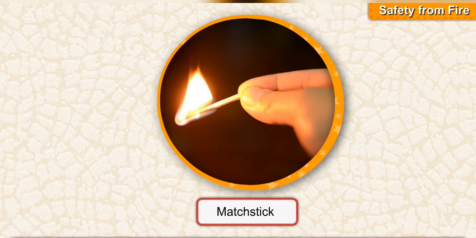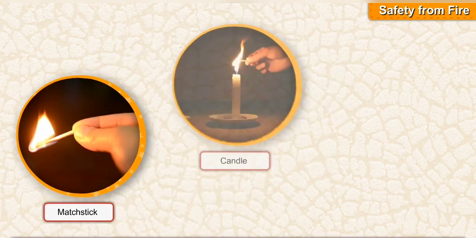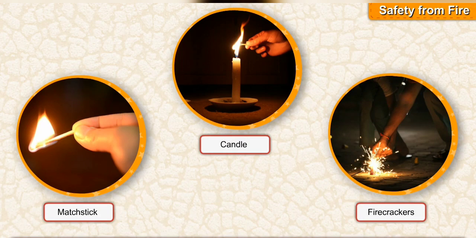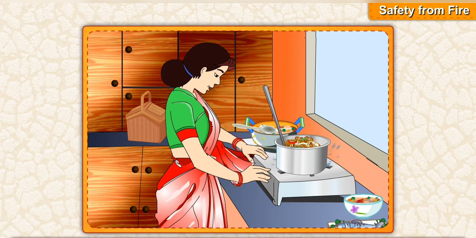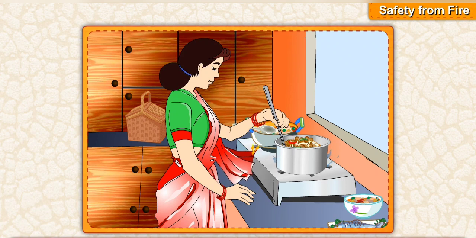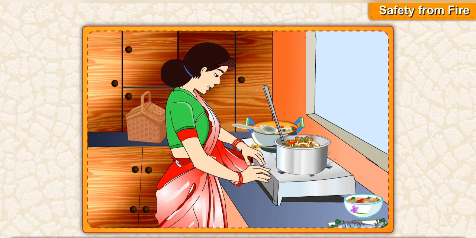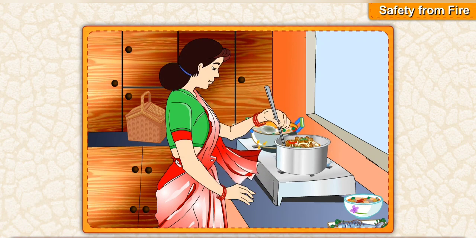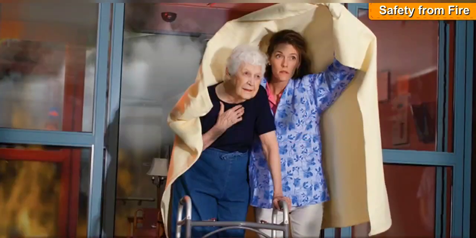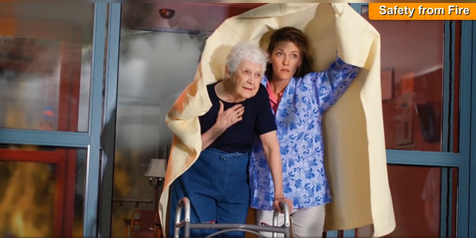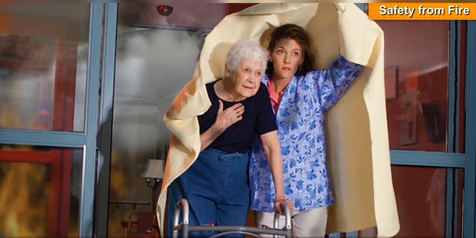Be careful while handling matchbox, candles, firecrackers, etc. Do not wear synthetic clothes like nylon clothes when handling fire because these clothes catch fire easily. If a person's clothes catch fire, he or she should be rolled onto the floor until the fire is out. He or she can also be covered by a blanket to put out the fire.